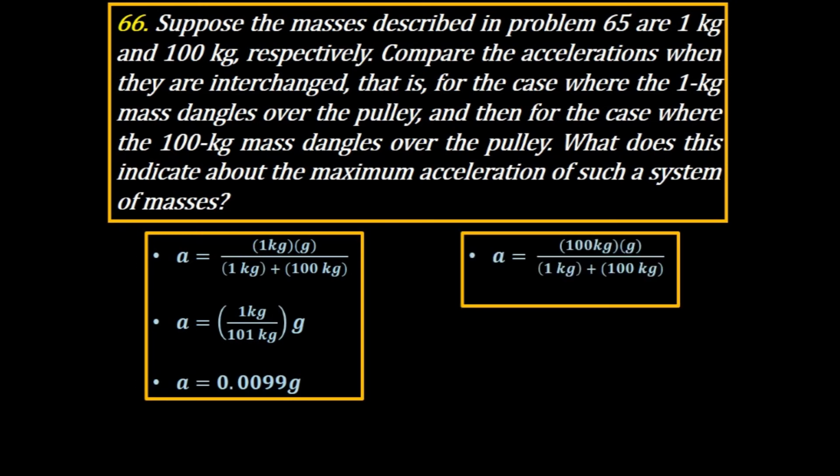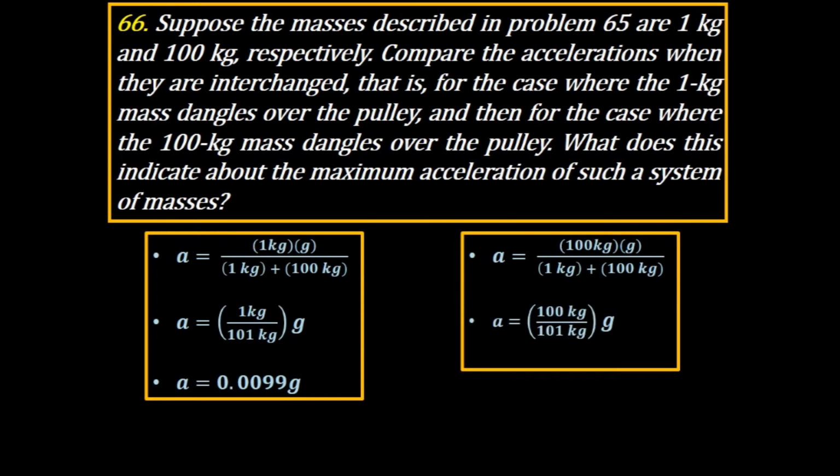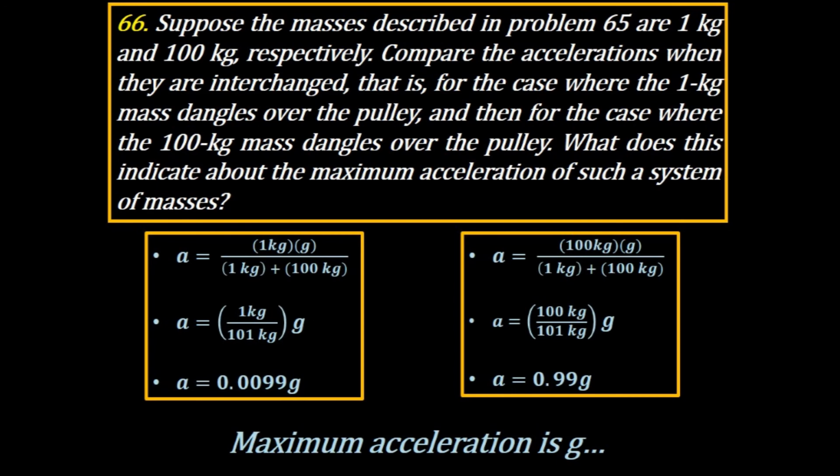And then the next one is going to be where the 100 kilogram one is hanging off the side. And they're writing it in terms of the ratio of masses. So you're going to have very little acceleration when the 1 kilogram mass is hanging off the side. The other will be 0.99, just a little bit less than g, but g is the absolute maximum. If it's frictionless, it'll be less than that, however.